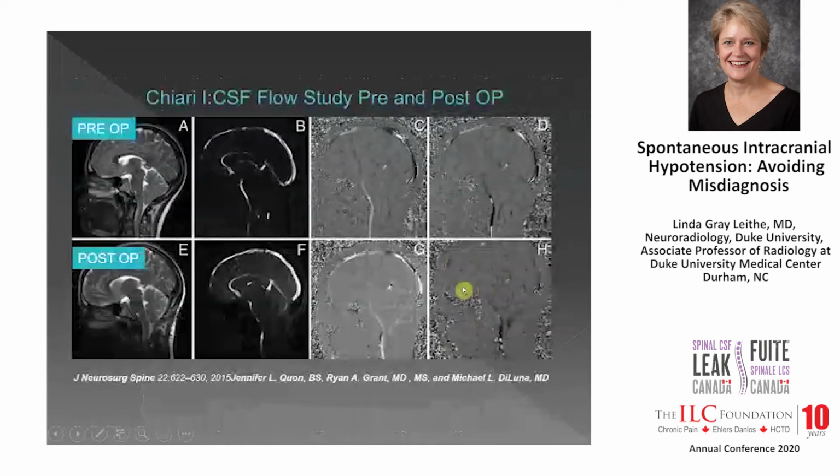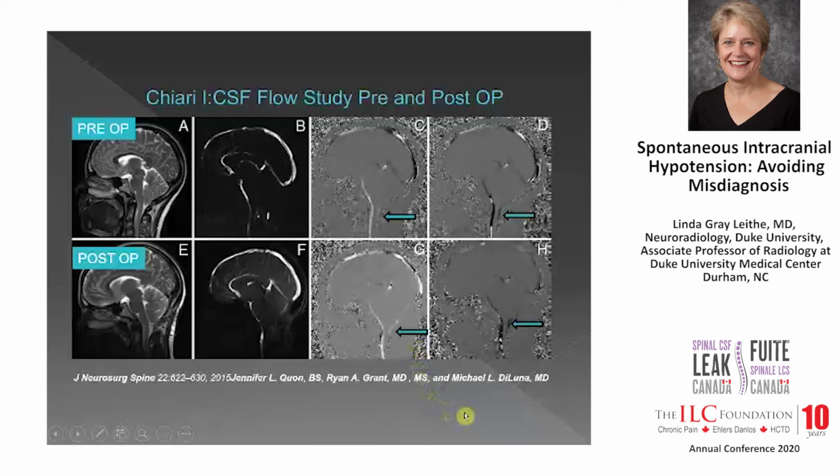Now, CSF flow studies can be helpful, and this is a patient preoperatively who has tonsillar ectopia and loss of flow behind the tonsils, as we're seeing here, and diminished flow behind the spinal cord in the upper cervical spine. Postoperatively, you can see that there now is improved flow behind those tonsils. So sometimes CSF flow studies might help, but in general, they'll probably be positive whether you have tonsillar ectopia due to SIH or Chiari malformation.